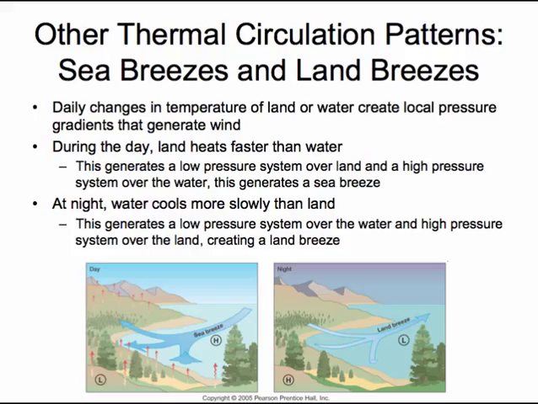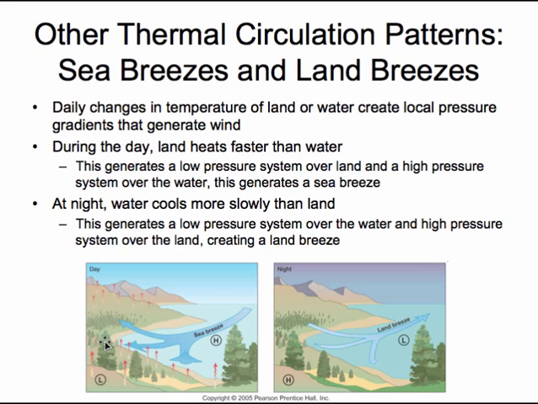So during the day, land heats faster than water. This generates a low pressure system over the land, so the air rises here, and creates a high pressure system over the sea. Therefore, wind always moves from areas of high pressure to low pressure, so wind comes in from the ocean onto the land. You've often probably felt this when you're at the beach. That's why we go to the beach when it's hot, because there's that nice sea breeze that happens during the day. It keeps us cool, keeps the temperatures a little bit cooler.